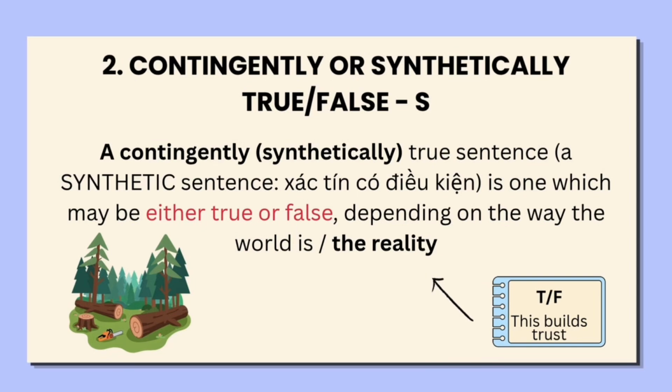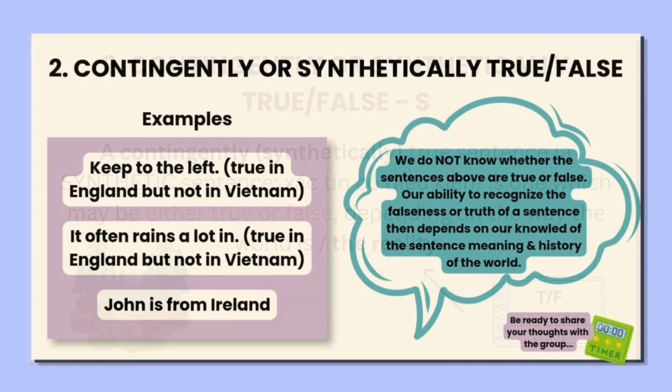Next, this slide talks about synthetic or contingent sentences. Unlike analytic sentences, these sentences depend on reality. That means they can be true in one situation but false in another situation. Their truth depends on how the world actually is. So synthetic sentences are based on real-world facts, not only on word meanings. This slide gives some examples of synthetic or contingent sentences.